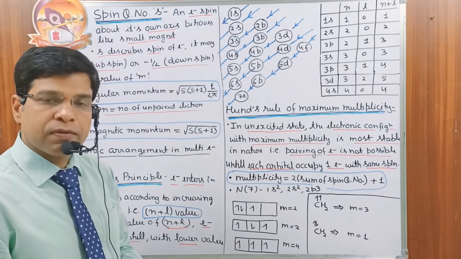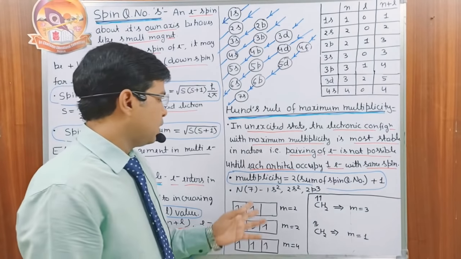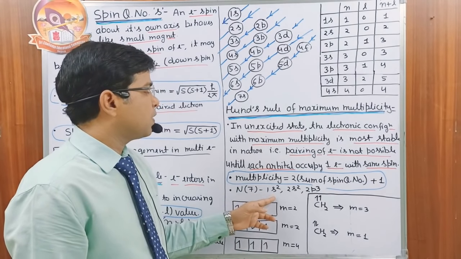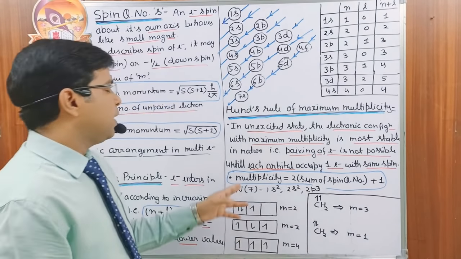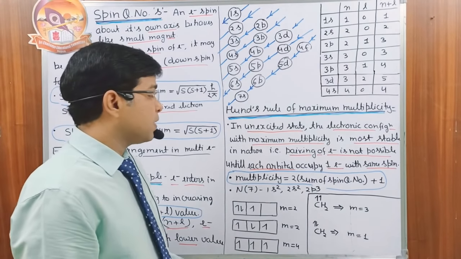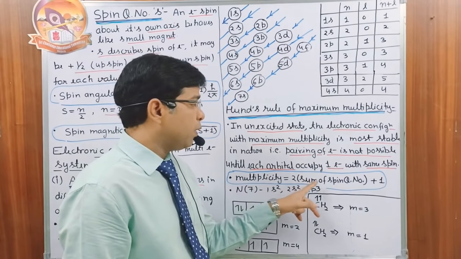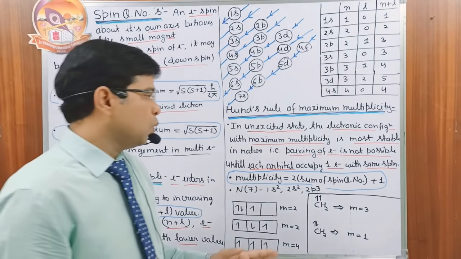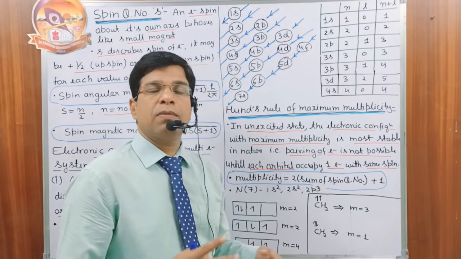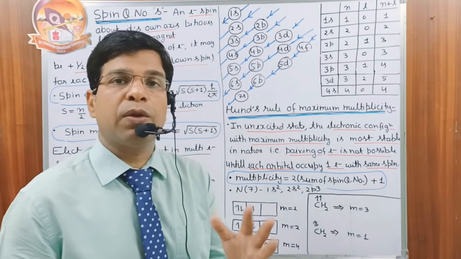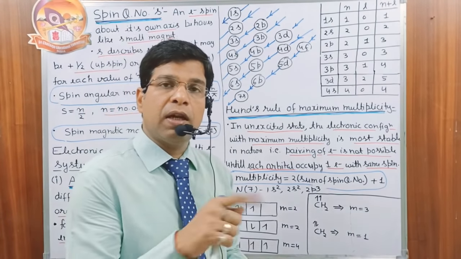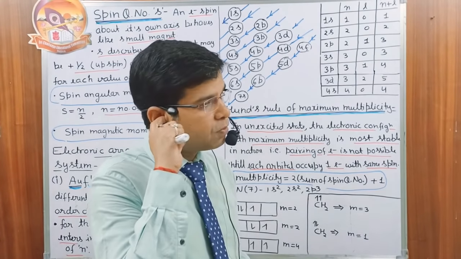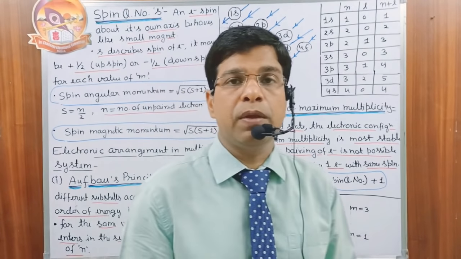To explain this, I took the example of nitrogen. Nitrogen configuration is 1s2 2s2 2p3. Now, how can we calculate multiplicity? Multiplicity is 2 into the sum of the spin quantum numbers plus 1. This is the formula to calculate the multiplicity. The electronic arrangement which provides the maximum multiplicity has to be more stable in nature.